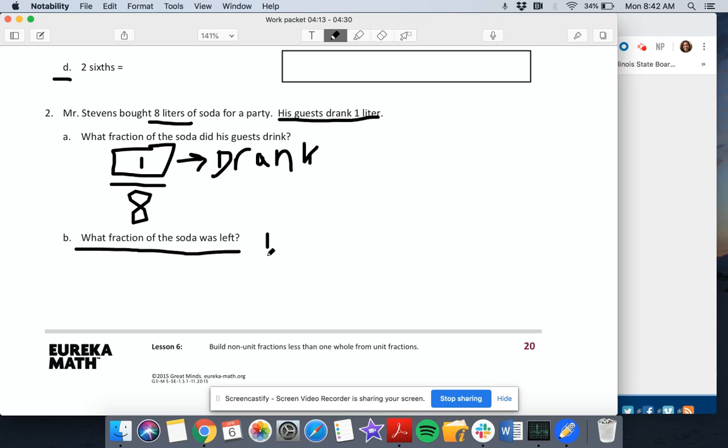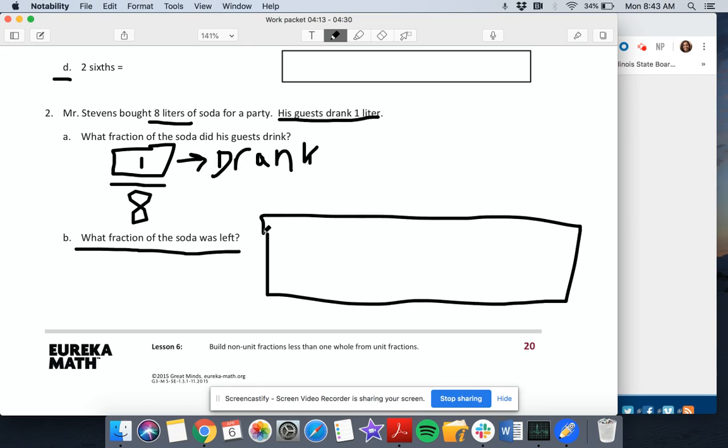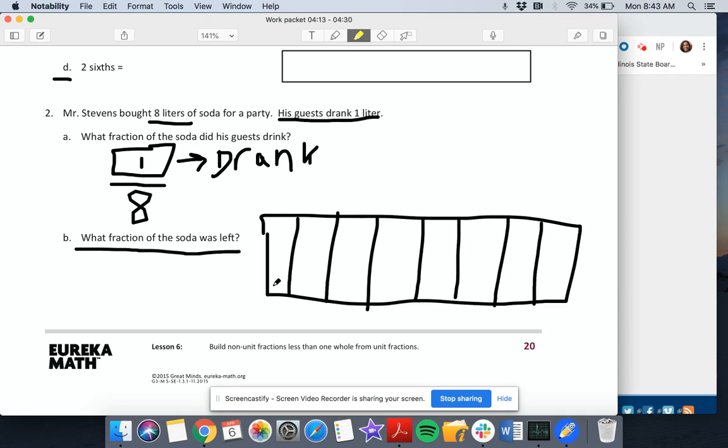So I recommend that you draw yourself a tape diagram, and then you divide this tape diagram into 8 equal parts to figure out how much now is left over if his guests drink 1/8 or 1 liter. Okay, so if his guests drink 1/8 or 1 liter of the soda, how much is left over? So how many boxes are left? Okay.